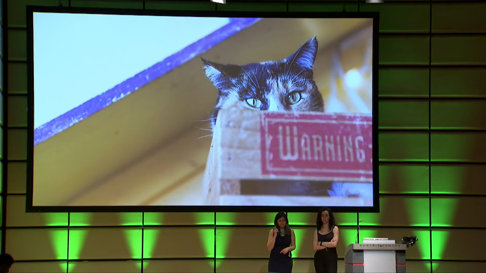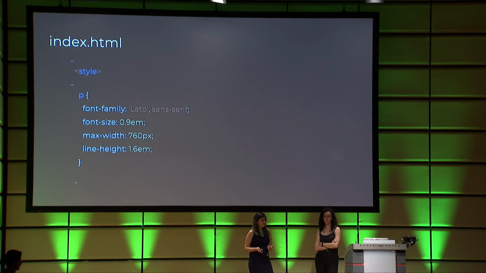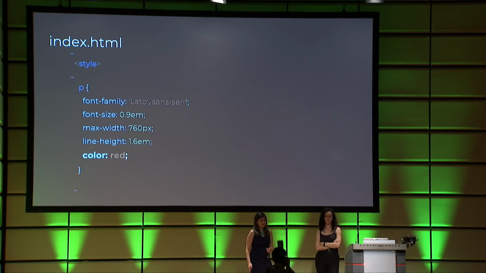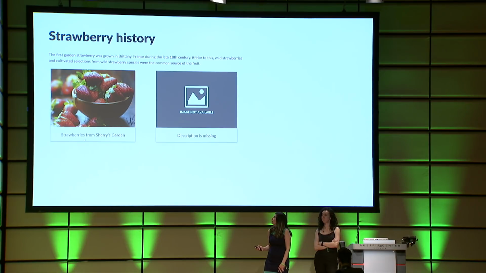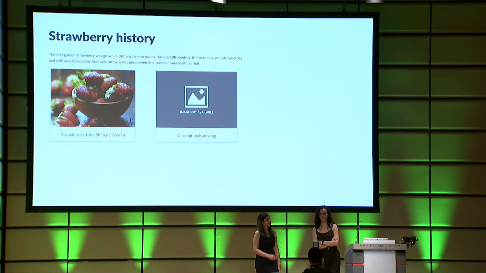But our cat is not happy, because if we have a P in our global CSS, we just simply say color red. See what happens? Because we already had one P tag here and one P tag here, so everything is red. And this is not what we like, Anna. So how can we improve it?